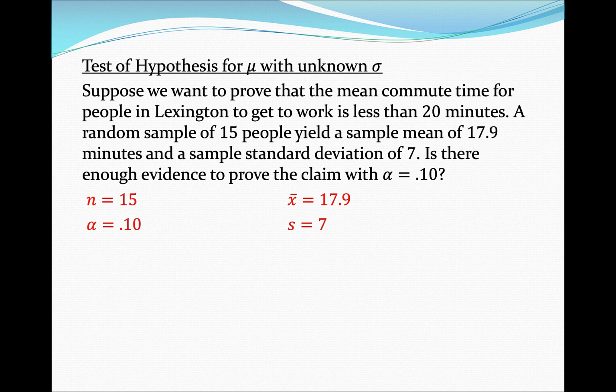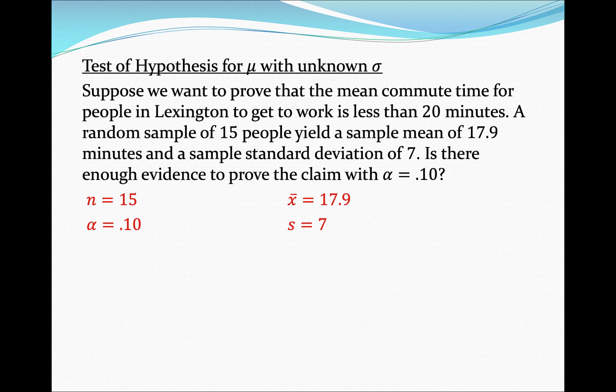We're given that our alpha level is 0.10. We also need the mean. This says the sample mean is 17.9. It also says the sample standard deviation, so that's important. This is not the population standard deviation. So the sample standard deviation is 7, and we denote that by S.